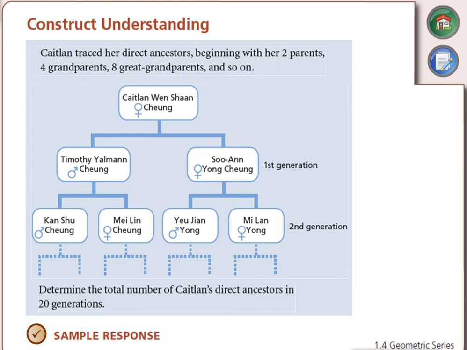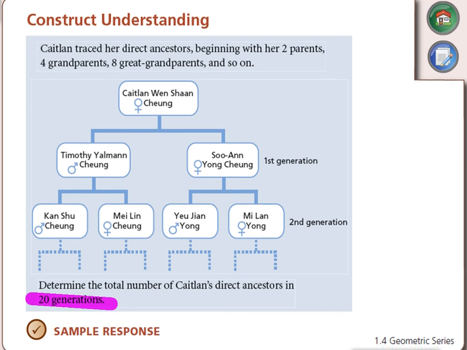All right, application of geometric. You've got your family tree, and it traces all the way back. Determine the total number of direct ancestors in 20 generations. Again, pause, if you haven't done this question yet, work it through and then come back in and see, did you understand, did you make the connections that you needed to? Making the connections yourself, you're going to remember this stuff so much more.